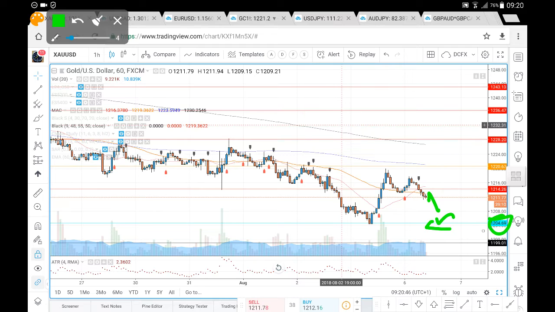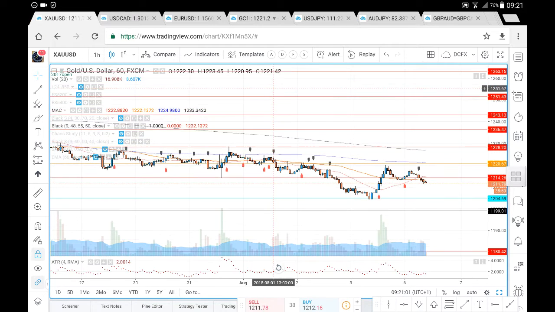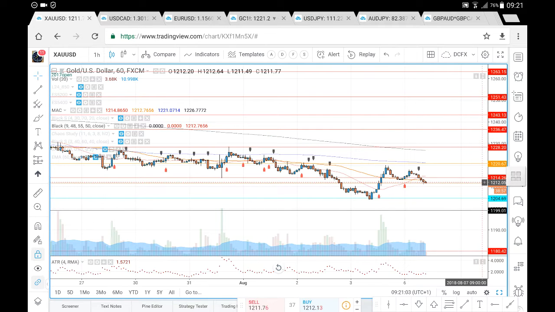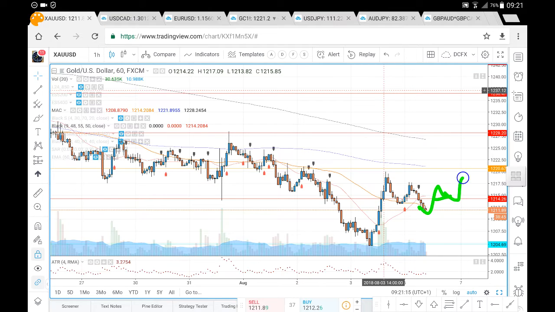We're looking for another test at 1204.69. If we do see a break of the 1204.69, we're looking for a move down towards 1200, and if there is volatility in the coming days to take us beyond 1200, the very next level of note is of course that 1180 here on the XAUUSD.